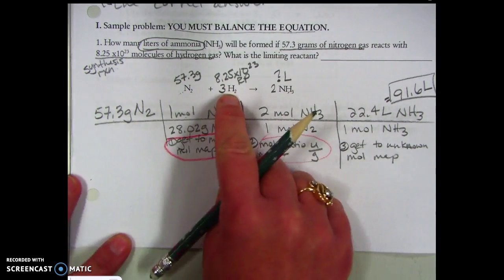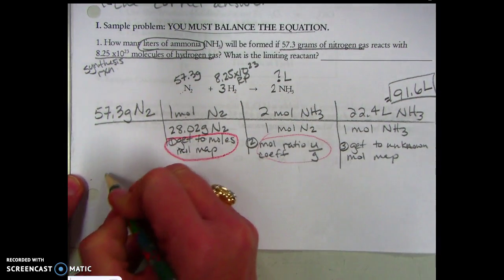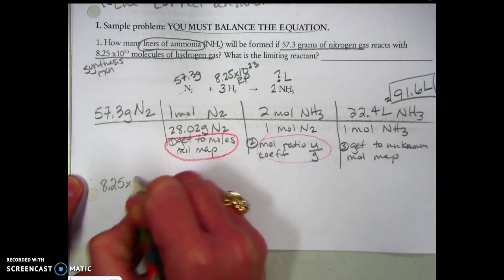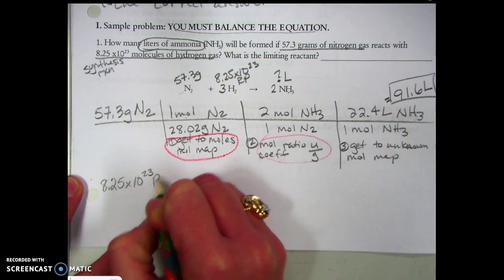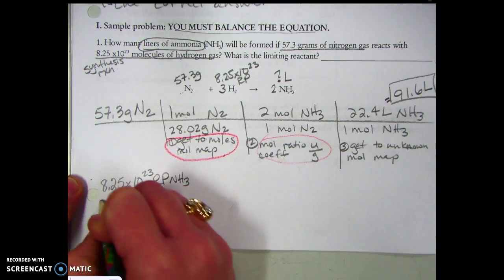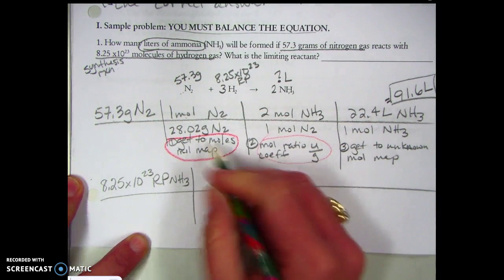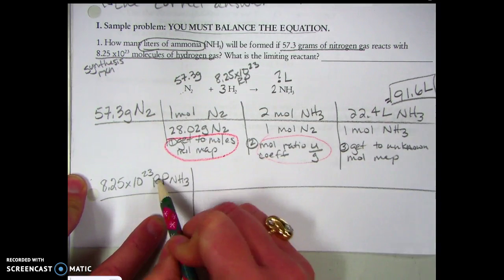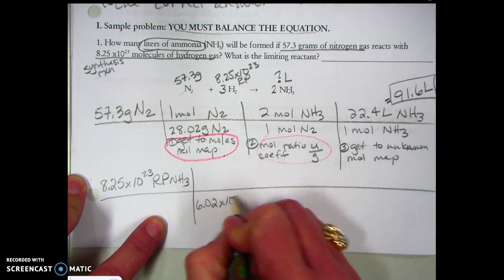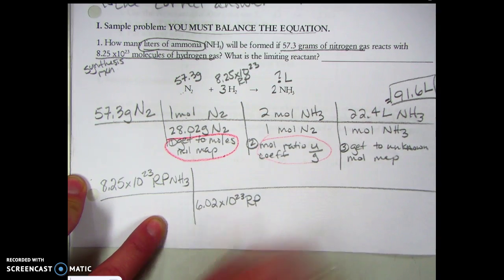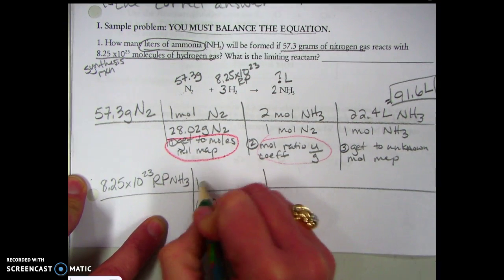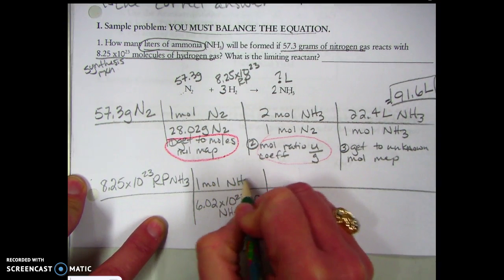So let's see how much hydrogen produced. So we start with our given 8.25 times 10 to the 23rd representative particles of hydrogen. If I'm going too fast, please pause the video. Step 1 is get to moles. So the words on the top are the words on the bottom. 6.02 times 10 to the 23rd representative particles is 1 mole.